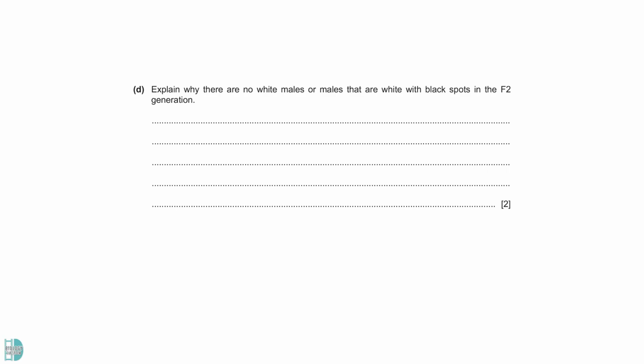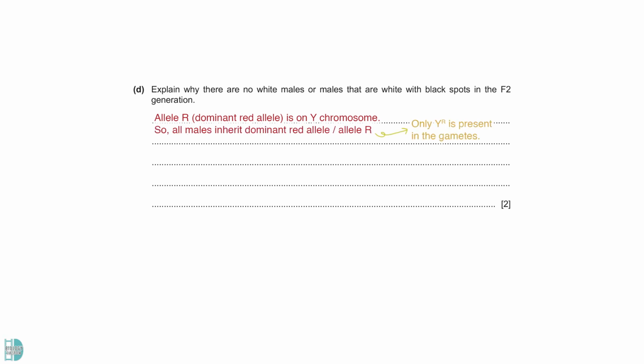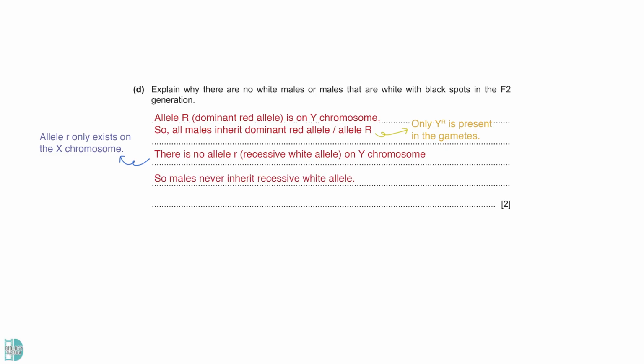D. Explain why there are no white males with black spots in the F2 generation. The Y chromosomes in the gametes produced by the F1 generation only have the big R allele. So, all males in the F2 generation would inherit the dominant red allele. There is no recessive Y allele on the Y chromosome. The recessive allele only exists on the X chromosomes. So, males in the F2 generation would never inherit recessive Y allele. No males can be white.